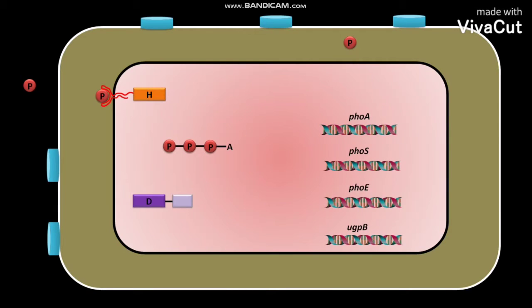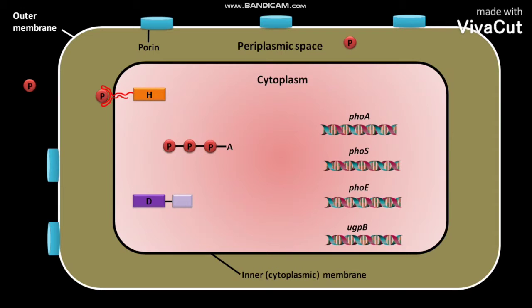In the bacterium E. coli, this is the inner cytoplasmic membrane and this is the outer membrane. The outer membrane of E. coli has a protein called PhoE porin. This is the cytoplasm. This is the periplasmic space. The inner cytoplasmic membrane separates the cytoplasm from the periplasmic space.